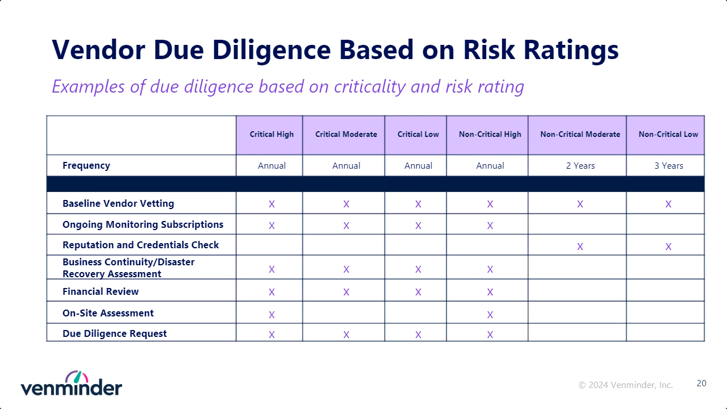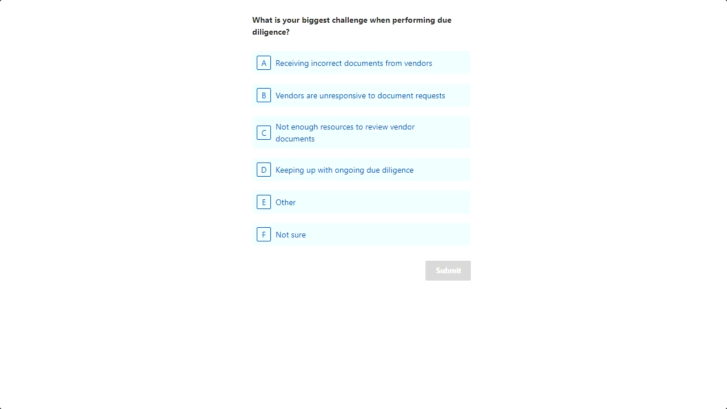And before I move on to the next method, we're going to do our second poll question. Our second poll question of the day is, what is your biggest challenge when performing due diligence? Receiving incorrect documents from vendors, vendors are unresponsive to document requests, not enough resources to review vendor documents, keeping up with ongoing due diligence, other or not sure.